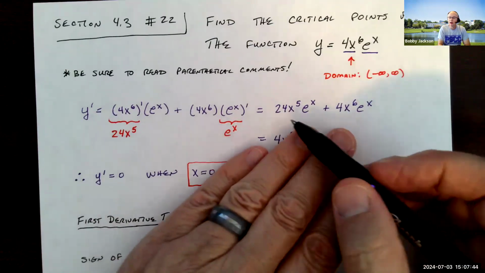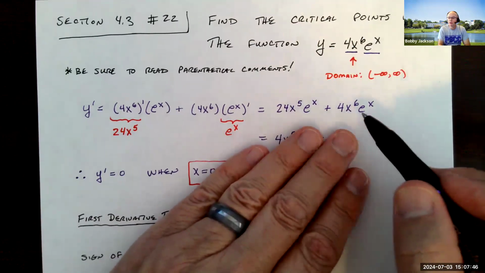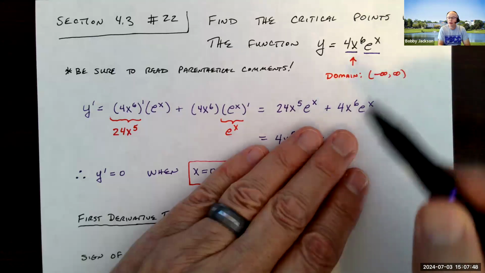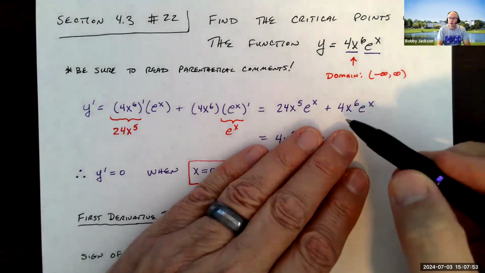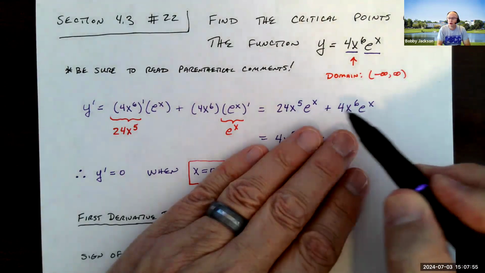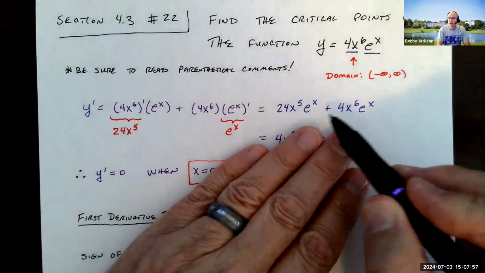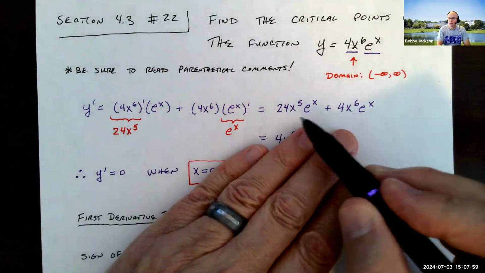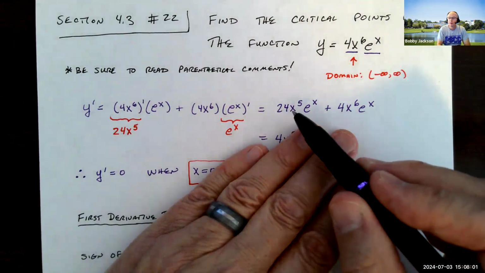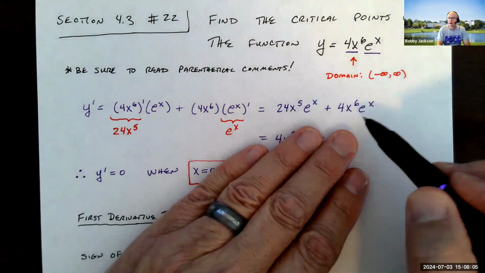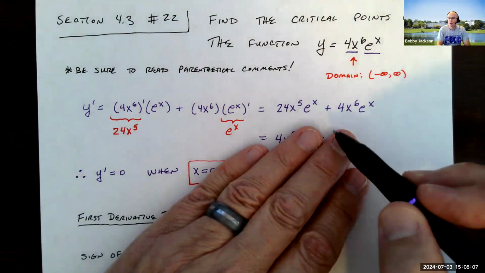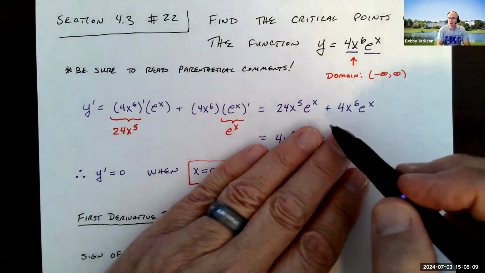Now, to be helpful, I want to know when the derivative is 0 or undefined. Clearly, it's never undefined. The domain of the derivative is all real numbers, just like the original function, of course. To help me find when the derivative is 0, I'm going to factor this expression. And notice I can factor out the greatest common factor of 4 and 24. I can pull out a 4. x to the fifth, x to the sixth: I can pull out an x to the fifth. And I can factor out an e to the x, which is a common factor to both terms.